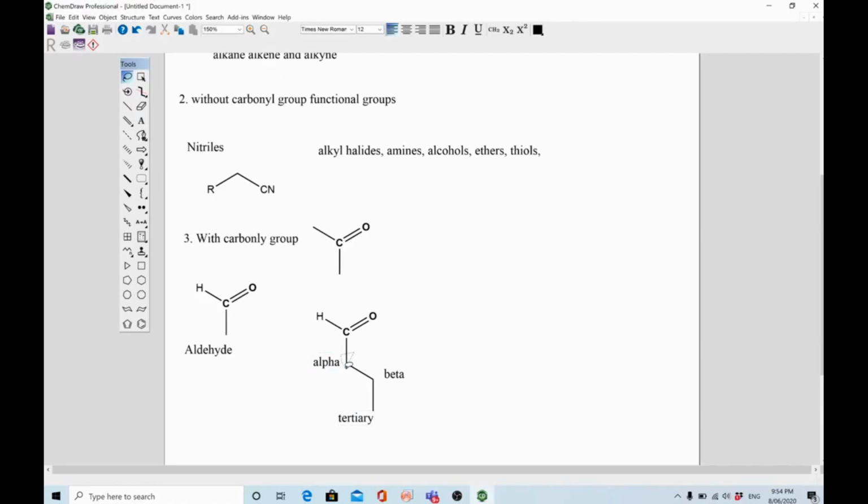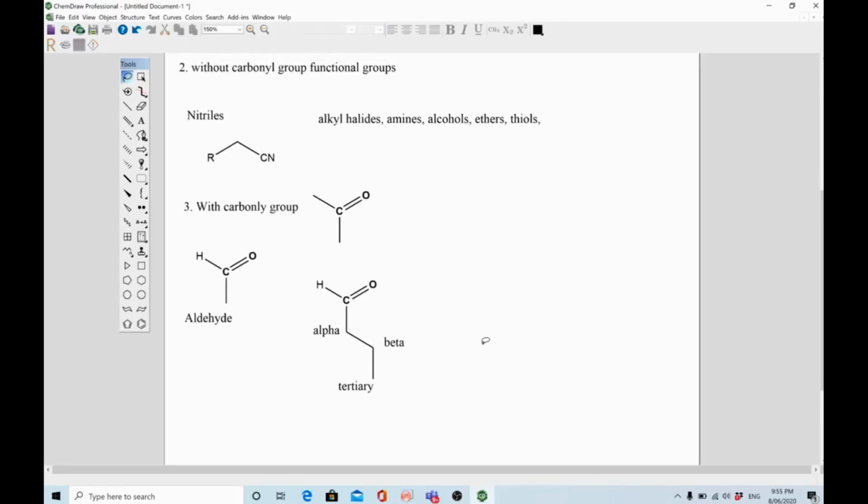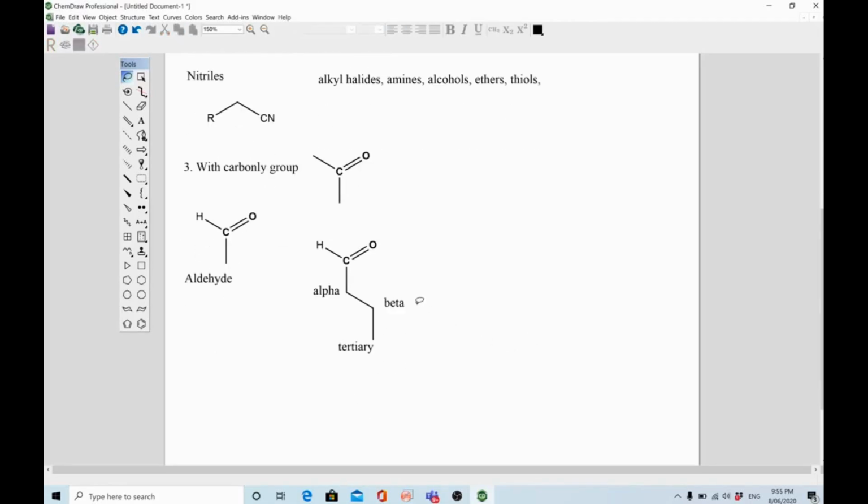And this carbon, which is called the alpha carbon, if it contains any hydrogens, we will call them alpha hydrogens. Don't forget that. This concept is applied to all carbonyl groups, like the next ones: ketone, acid chloride, amides, carboxylic acid, esters. If the carbon is present next to the carbonyl group, we call it alpha, beta, and gamma. Gamma, sorry, not tertiary, gamma.